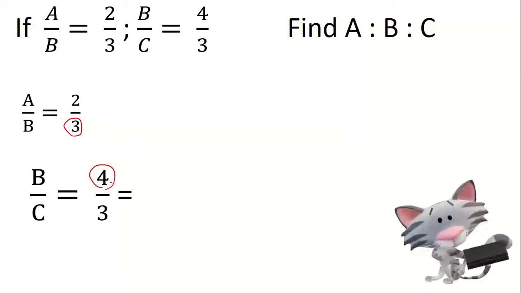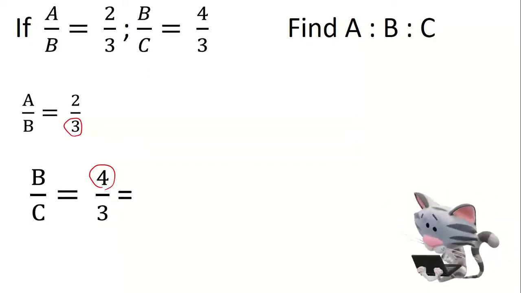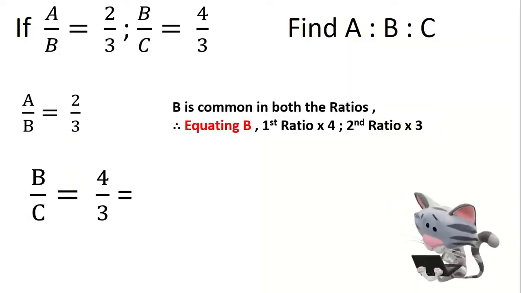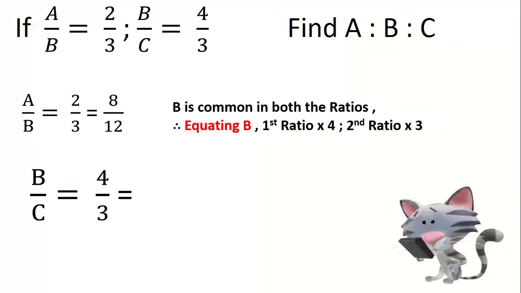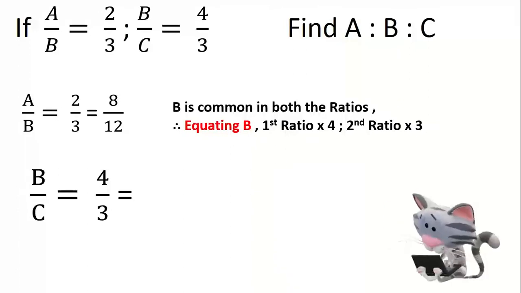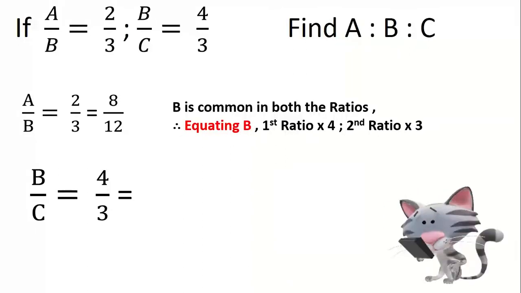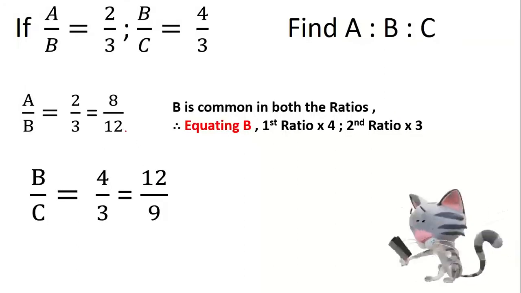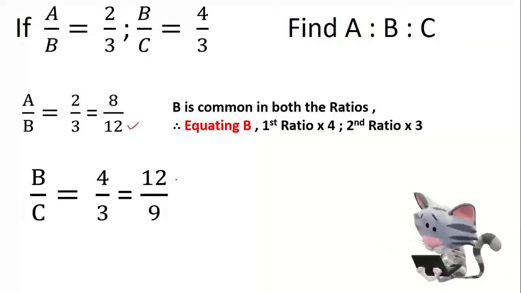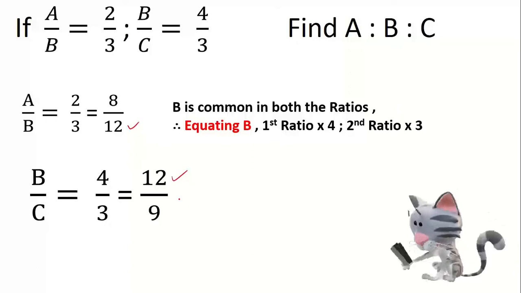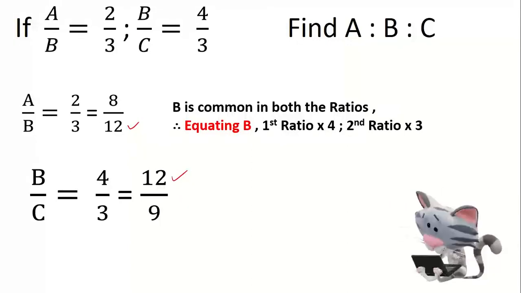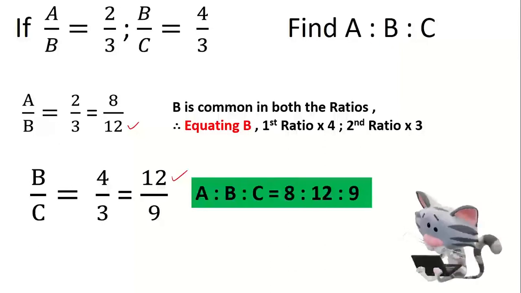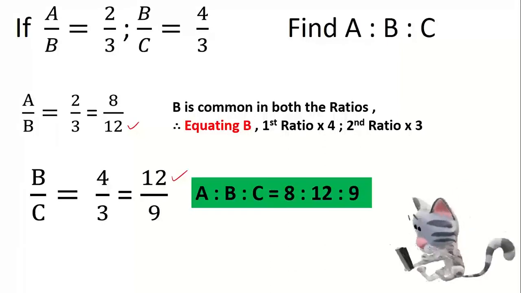I'm going to multiply the first equation with a 4, so it will become 8 upon 12. Whereas multiplying the second equation with a 3, it becomes 12 upon 9. Now I can see that B is common and it is equal in all the ratios. So I can compare all the three quantities. So my ratio of A is to B is to C comes out to be 8 is to 12 is to 9.